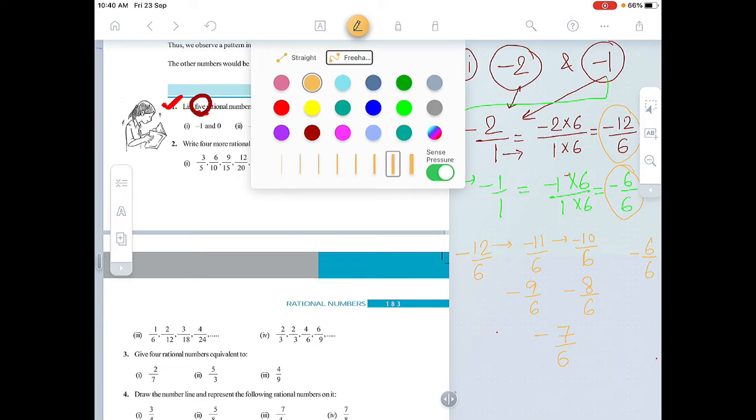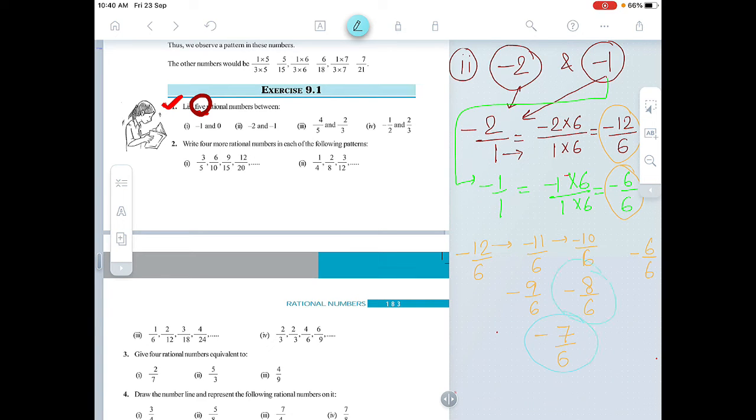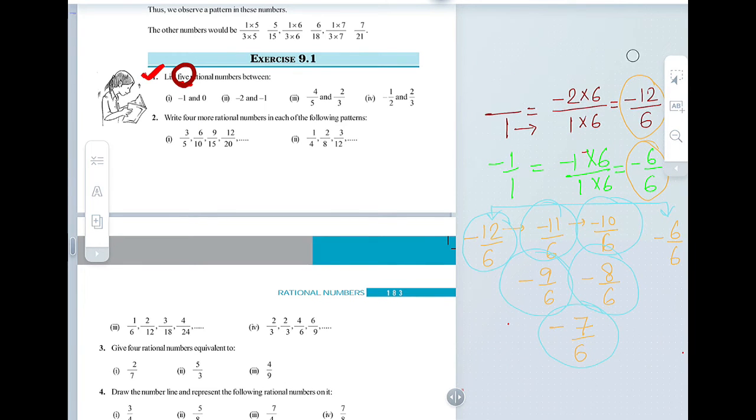Exactly in this way we will do all these fractions or rational numbers which lie between the two numbers given in the question. For our convenience, we have converted these to fractions having the denominator 6, so that the calculation is a little bit easier. Let's come to the next one.